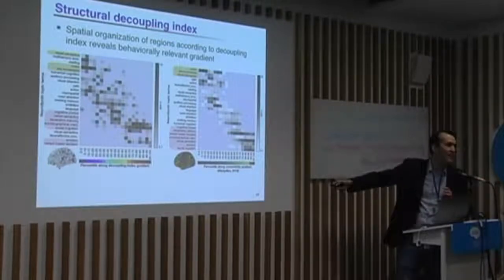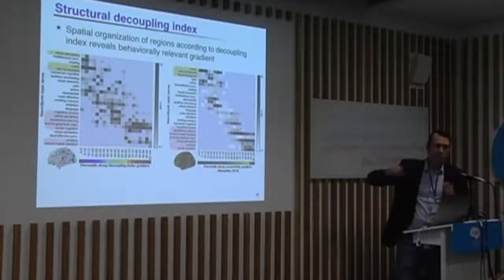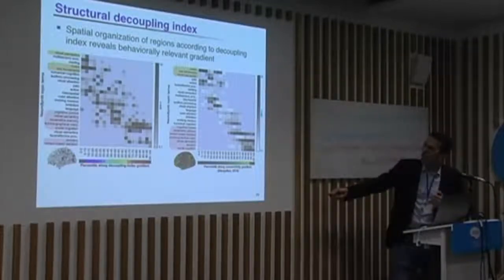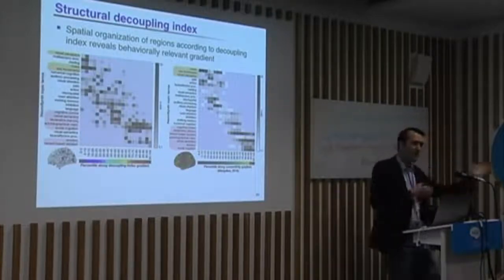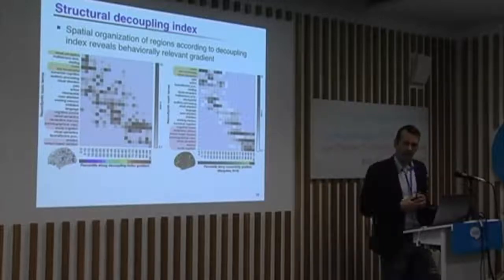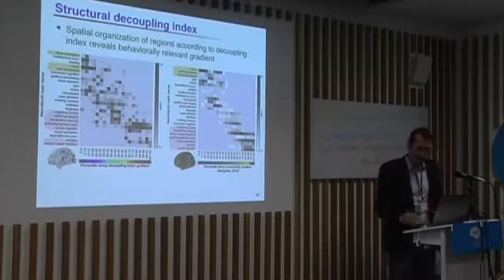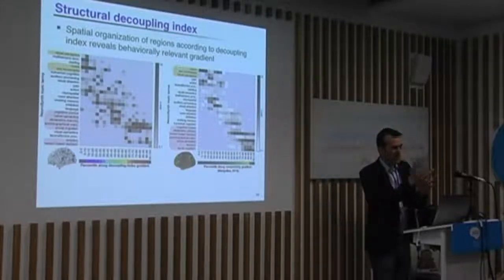And this is very similar to a result you might know by Daniel Margulies, where he used the connectivity on the cortex, the functional connectivity on the cortex, to come up also with a gradient, which gave him a very similar low to high level cognitive behavioral link. But in this case, we get it from a completely different type of measure, which is the structural decoupling index. So how close, in a way, is the functional expression to the structural connectome?